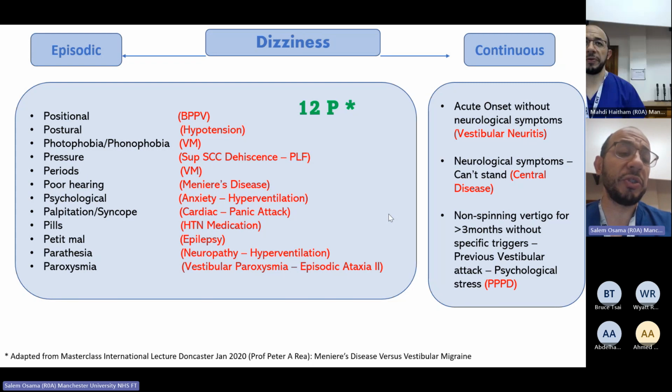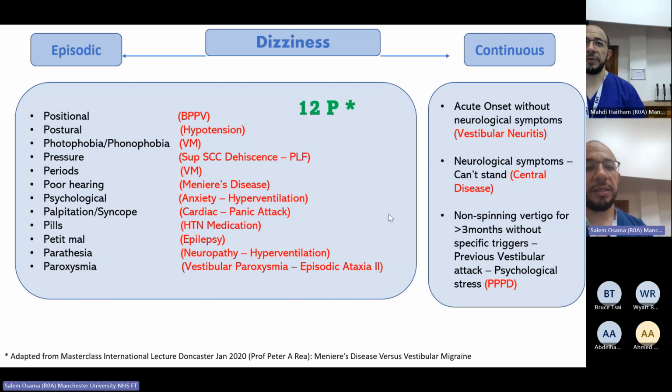Periods, I talked about menstruation, poor hearing about Meniere's disease, and psychological, if there is any anxiety, hyperventilation. The next one is palpitation or syncope, if there's a cardiac cause or panic attack. And ask about the pills, I mean the medication. If the patient has been on any medication like diuretics or hypertension medications, or changed his medication recently before developing this dizziness. Other things like paresthesia, paroxysmia. All of these apply when you're dealing with episodic vertigo.